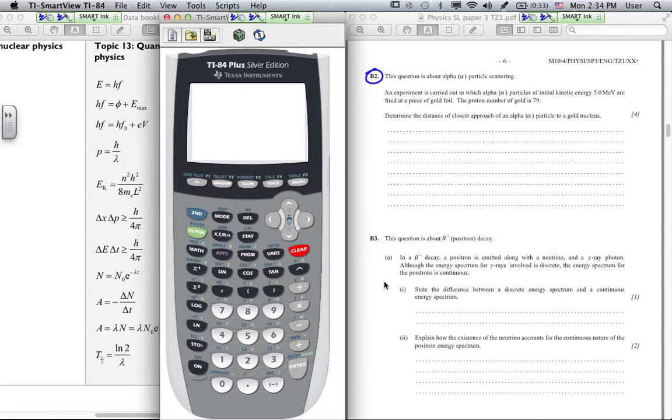Question B2. This question is about alpha particle scattering. An experiment is carried out in which alpha particles of initial kinetic energy 5 MeV are fired at a piece of gold foil. The proton number of gold is 79. Determine the distance of the closest approach of alpha particles to a gold nucleus.